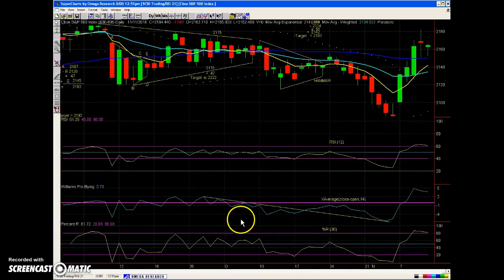Here's a daily chart of the S&P we usually look at. It's the 930 approach where you have a 9 EMA and a 30 weighted moving average. So we can see here clearly that the 9 EMA, the yellow line, once again crossed above the 30 weighted moving average. So that's signaling a change in the direction of the trend on the daily chart.